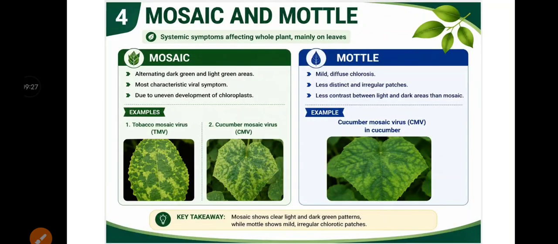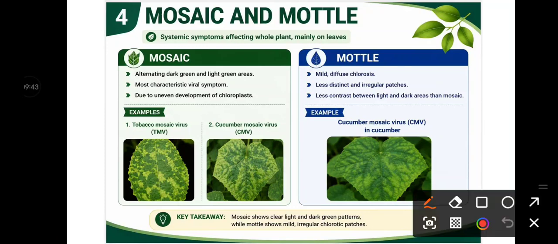Then about mosaic and mottle, the most characteristic symptom. This is actually a very confusing topic. Many people are confused about what is mottling and what is mosaic. Mosaic means alternate dark green and light green areas, and these green and light areas are actually distinct, meaning a clear distinction will be there between the alternate dark green and light green areas. This is the most characteristic symptom.